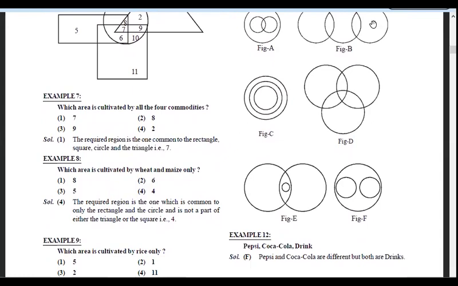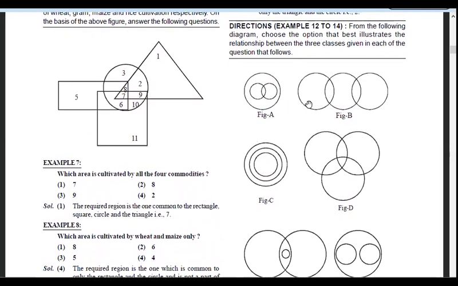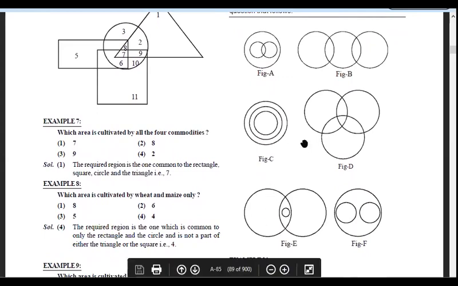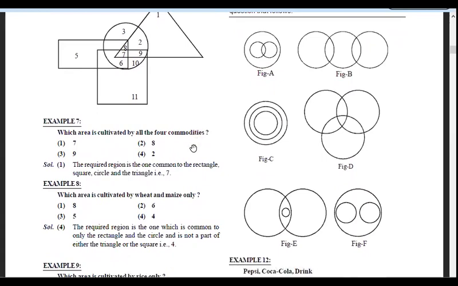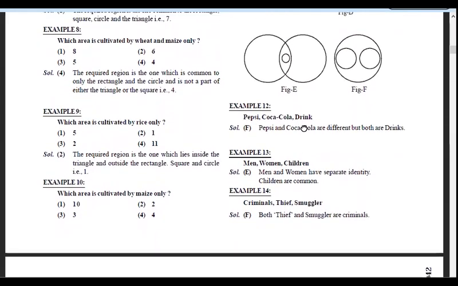Cultivated by rice only. I hope all of you got this type of question, because we just have to see the type of questions. We don't have to solve each and every question. Now, 12 to 14, see this. The question is same as the first one. Three elements, three sets will be given, and you're asked to find the Venn diagram. I hope everyone can do this kind of problem. We'll just see the type of problems.